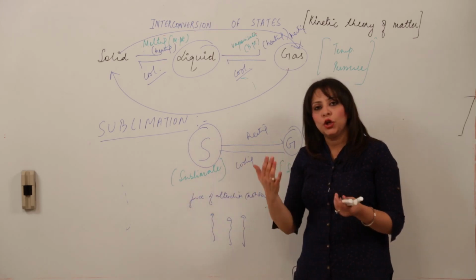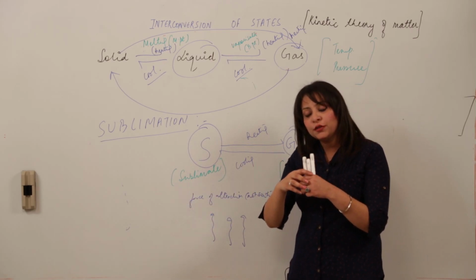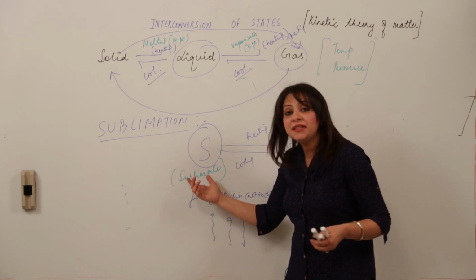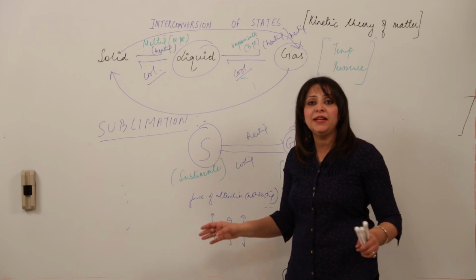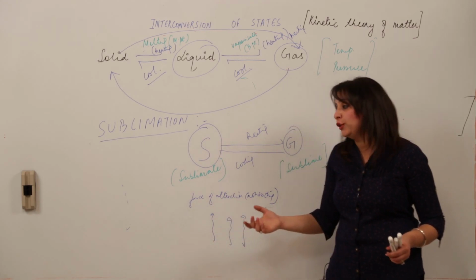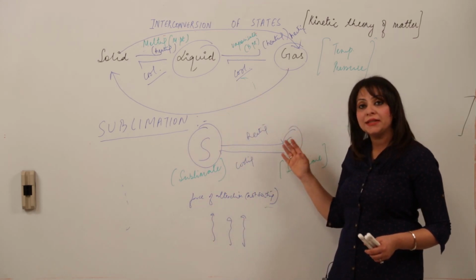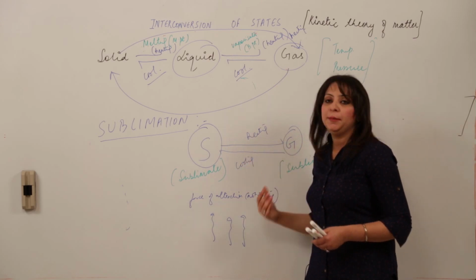See, when we heat the solid, the force of attraction decreases. But what happens in this case? They overcome the force of attraction, leaving behind the other atoms or molecules, and get converted into the gaseous phase. So this is how sublimation takes place.